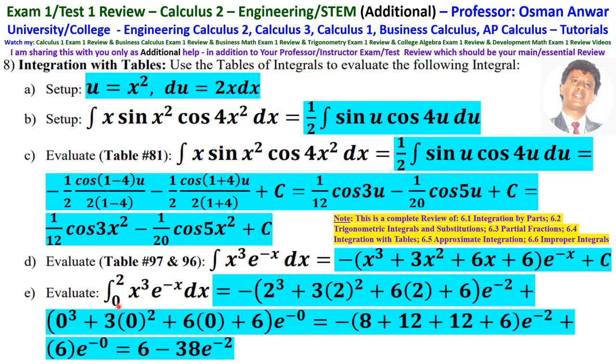Then when you evaluate this from 0 to 2, it is minus 2 cubed plus 3 times 2 squared plus 6 times 2 plus 6 times e to the minus 2, which turned out to be minus 38 e to the minus 2. Then at 0 this is 0, 0, 0 plus 6 e to the 0, which is 6. So this is 6 minus 38 e to the minus 2. For this one, you can also use integration by parts 3 times, and you will end up with this.